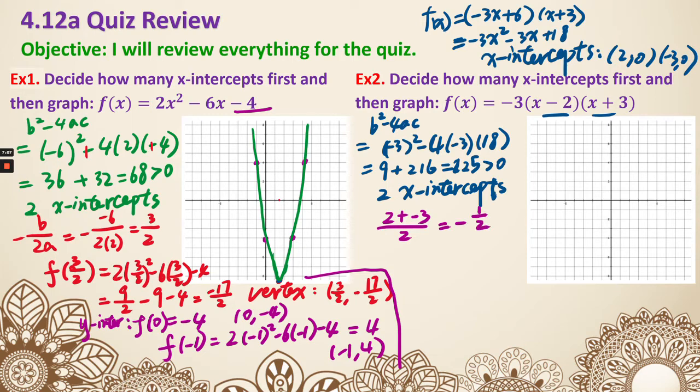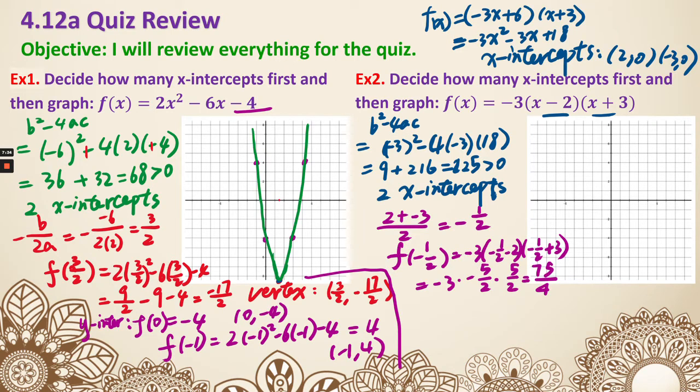Now I'm going to plug it in. F of negative 1/2 is negative 3 times negative 1/2 minus 2, negative 1/2 plus 3. That's going to be negative 3 times negative 5 over 2 times 5 over 2. So I have 4 on the bottom, 5 times 5, 25 times 3, 75 on the top.